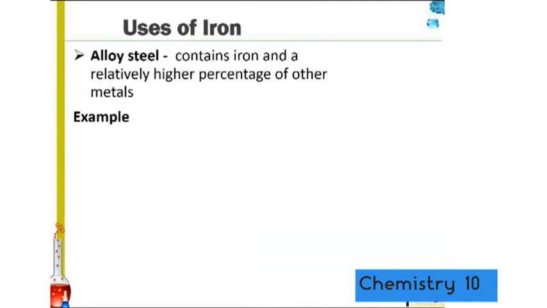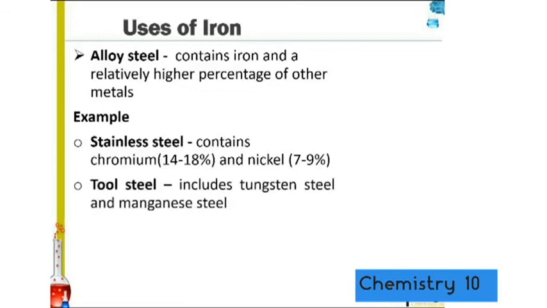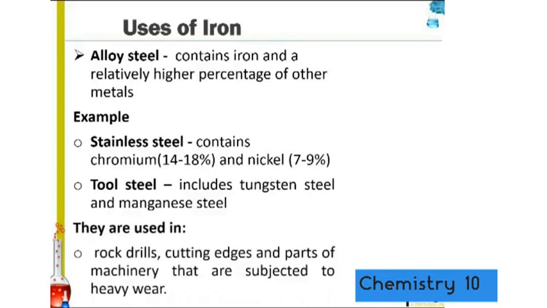Alloy steel contains iron and a relatively higher percentage of other metals. Examples of this include stainless steel, which contains between 14 and 18% chromium and between 7 and 9% nickel. The addition of these other metals allows stainless steel to resist rust. Tool steel includes tungsten steel and manganese steel and is used for rock drills, cutting edges, and parts of machinery that are subjected to heavy wear.